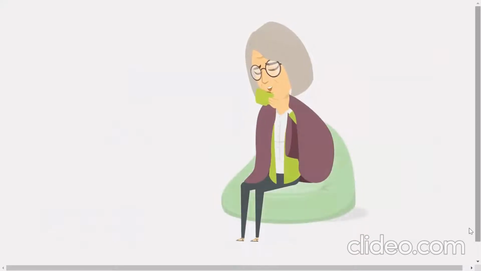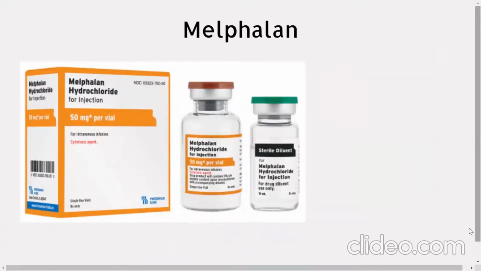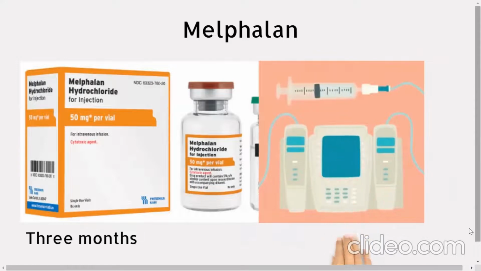Jane started her first round of chemotherapy within 30 days after her original appointment. Melphalan was the first form of chemo administered for a period of 3 months. The use of melphalan is standard chemotherapy for initial treatment against multiple myeloma.